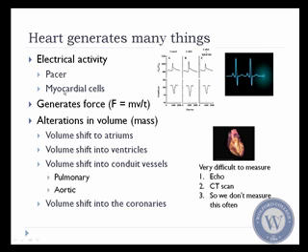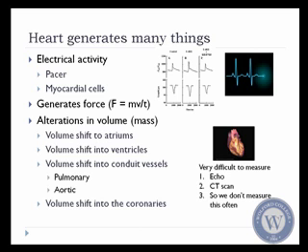The other thing that the heart generates is force, which, in other words, moves mass with velocity over time. So it does generate force. We don't have very good ways of measuring force. Indirectly, we measure the forces generated by the heart by using cardiac output measurements.